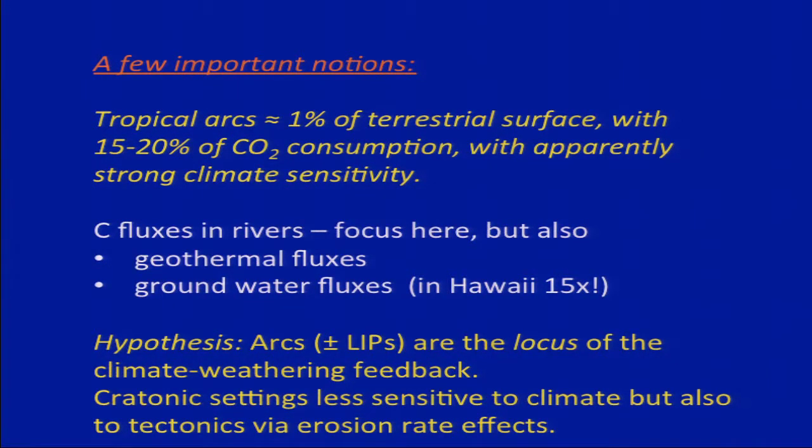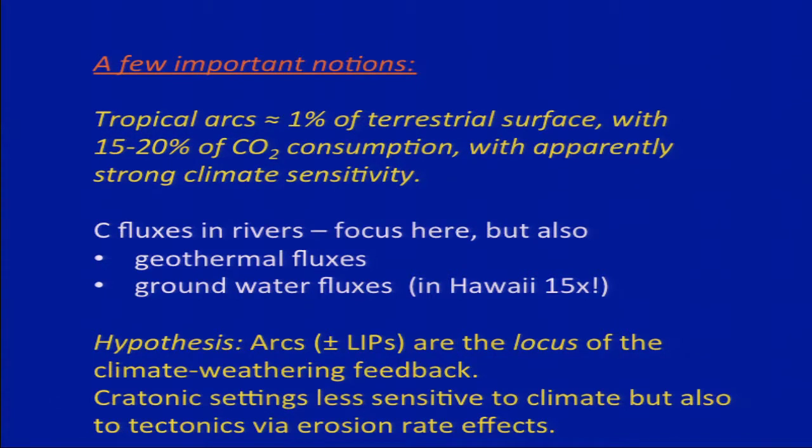All right, so I could take all these factors and I could end up with 300% of global CO2 consumption, right? Obviously, that's wrong, right? But I think this number is not an overestimate, okay? And so then the hypothesis is that arcs and also to some extent large igneous provinces, when they're in the right spot, could be the locus of the climate weathering feedback. You don't need to have the entire planet be strongly sensitive to climate to regulate CO2. You have weak sensitivity in the cratonic setting, but it's not zero. You have some tectonic sensitivity there as well via erosion rates.